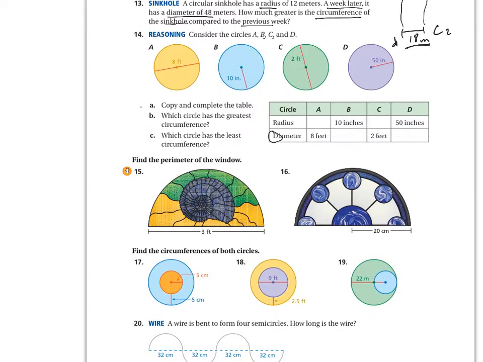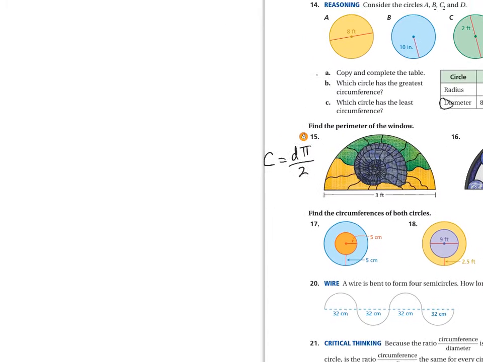13 to 15. Find the perimeter of the window. Oh, this is a nice trick question. Oh, this is a great one. How are you going to figure that out? So in example 4. So let's go back to example 4. That problem one more time. And we're going to use that formula, which is C, for circumference, equals D pi divided by 2. All right? So super pretty easy.